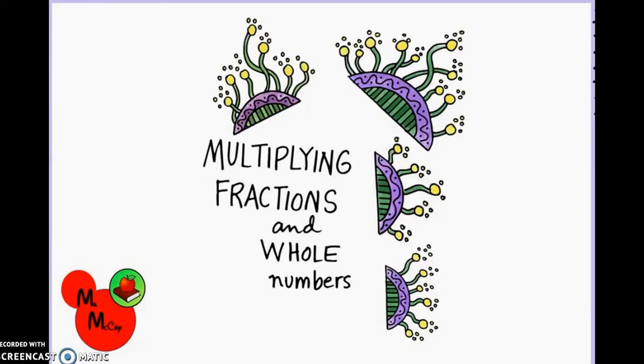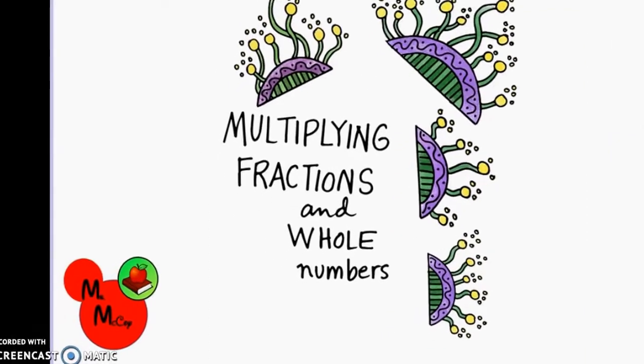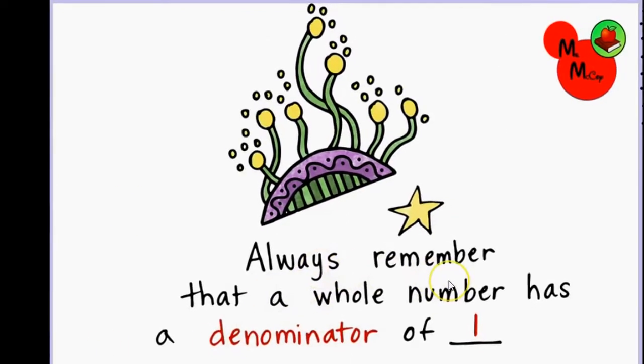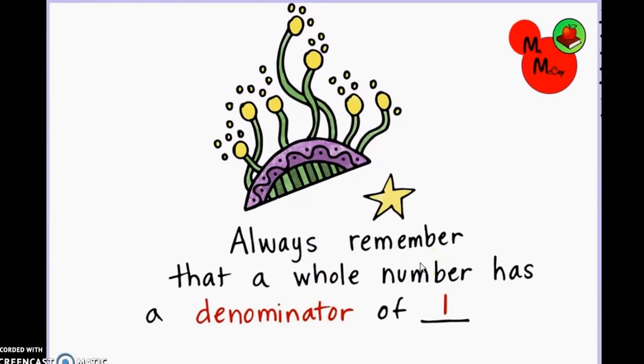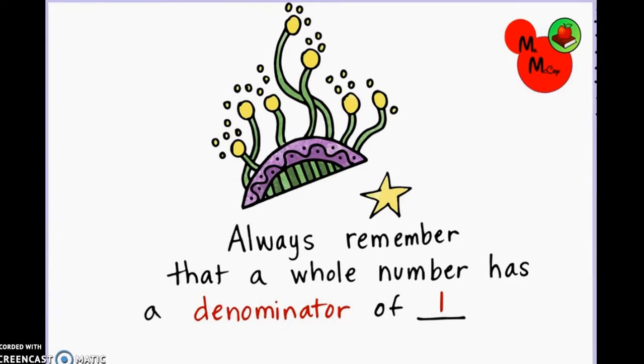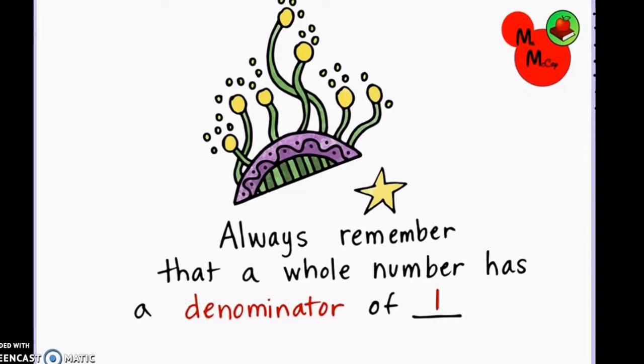Okay, so multiplying fractions and whole numbers. Always remember that a whole number has a denominator of 1. The denominator is the lower number in the fraction, and the top number is called the numerator.